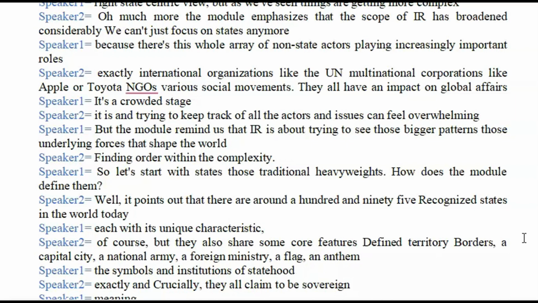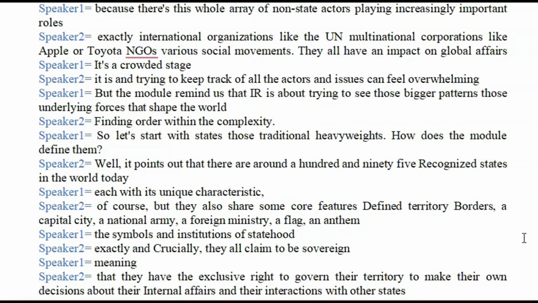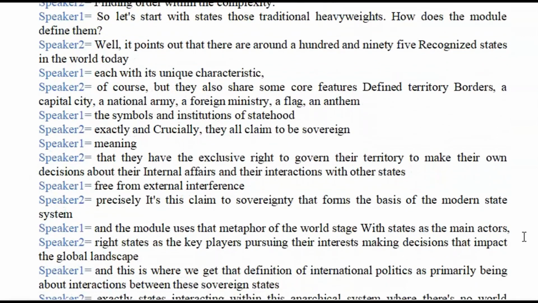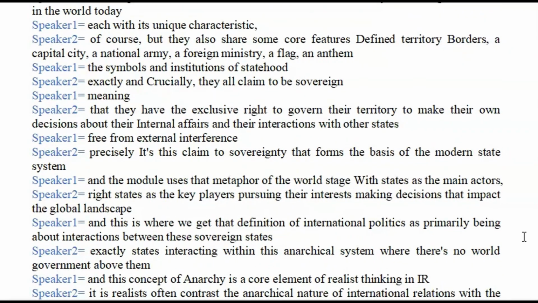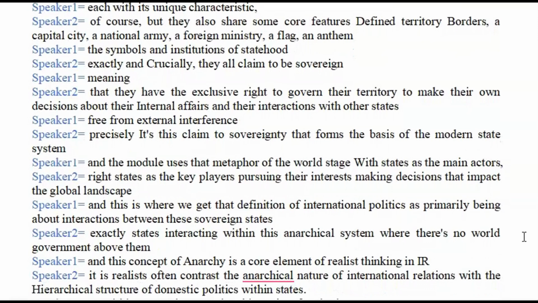It is. And trying to keep track of all the actors and issues can feel overwhelming. But the module reminds us that IR is about trying to see those bigger patterns, those underlying forces that shape the world. Finding order within the complexity. So let's start with states, those traditional heavyweights. How does the module define them? Well, it points out that there are around 195 recognized states in the world today. Each with its unique characteristics. Of course. But they also share some core features. A defined territory, borders, a capital city, a national army, a foreign ministry, a flag, an anthem. The symbols and institutions of statehood.